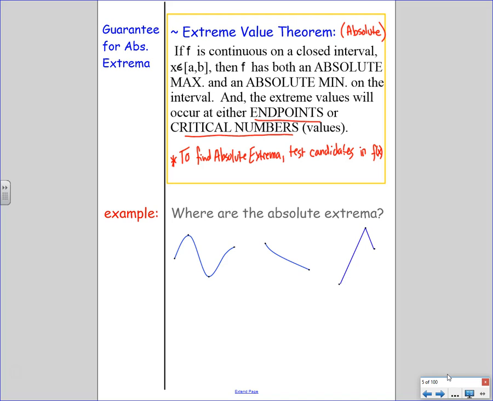Because all bets are kind of off. Kiddos, just looking real quick. I didn't even give you functions. I gave you quick little sketches. The absolute extrema, does it make sense? He's the absolute max and he's the absolute min, right?